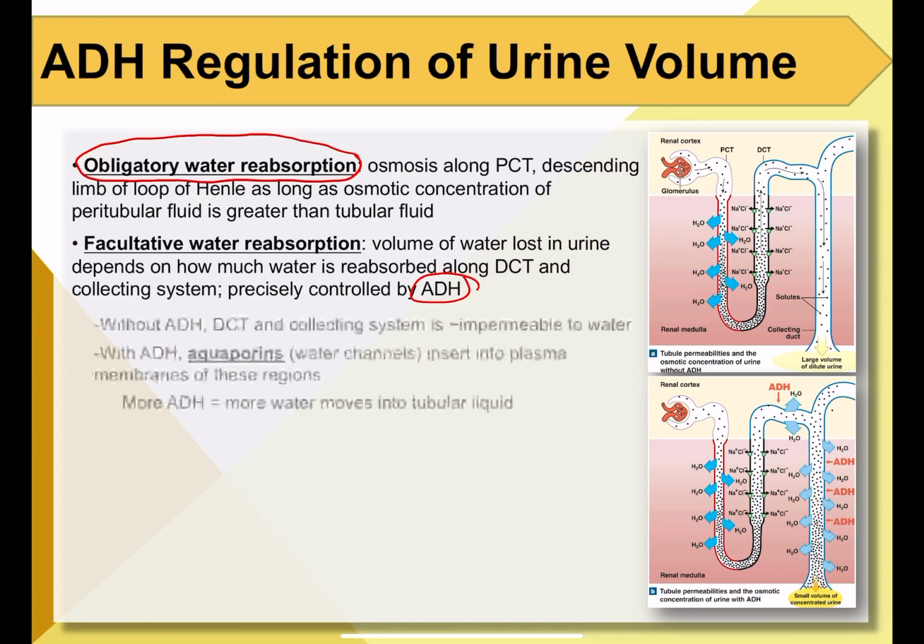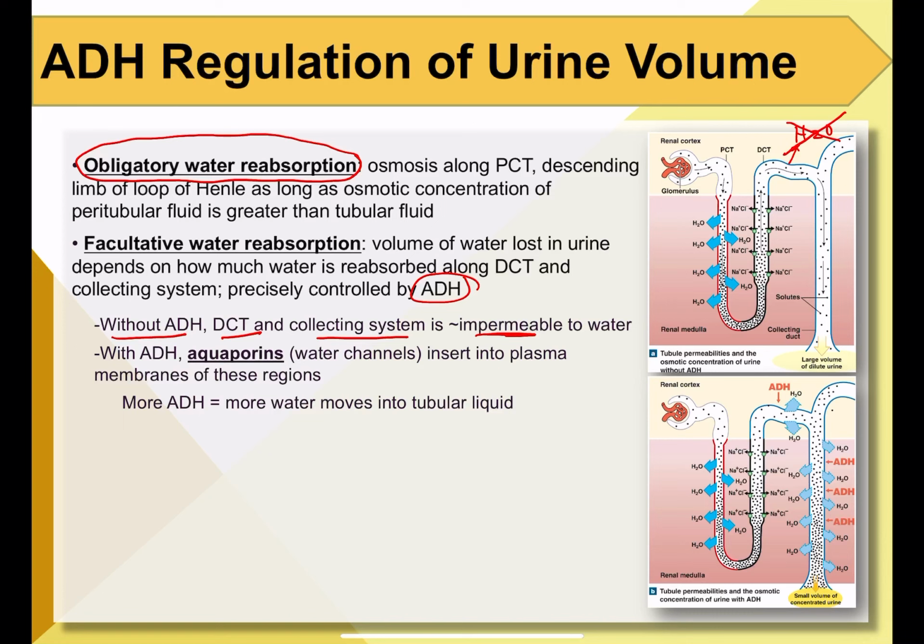When we are in the absence of ADH, your DCT and collecting system is impermeable to water, which means no water reabsorption. Water doesn't get reabsorbed. All the water stays within the collecting duct, and hence you end up with dilute urine. Sometimes if you drink a lot of water and you go pee, you find your urine looks clear, like water. It's because you're drinking a lot of water and you don't need to reabsorb as much. So without ADH stimulation, you have a large volume of dilute urine.